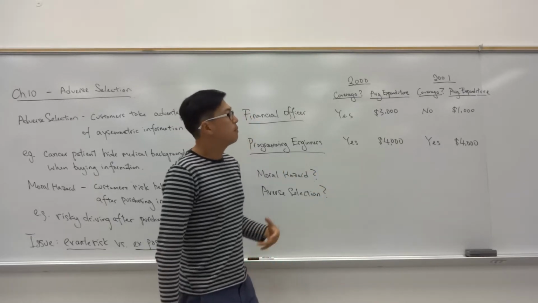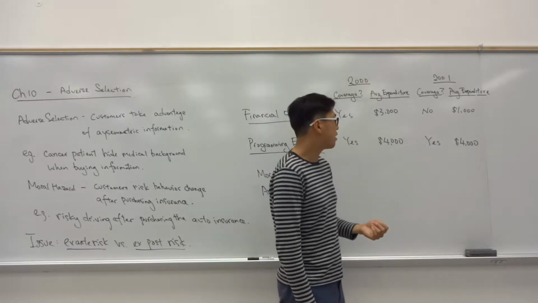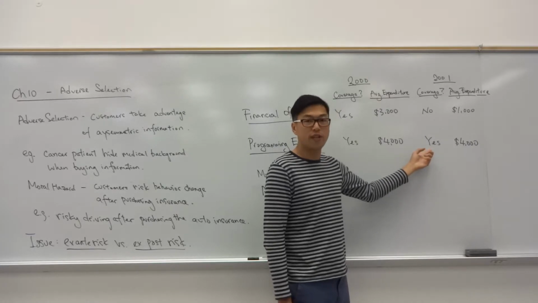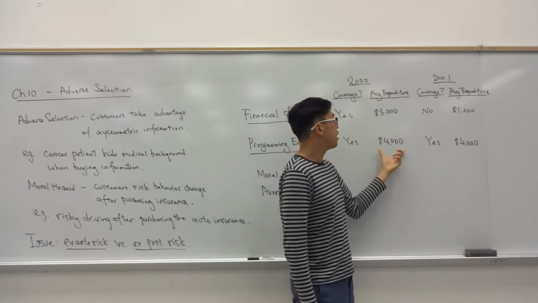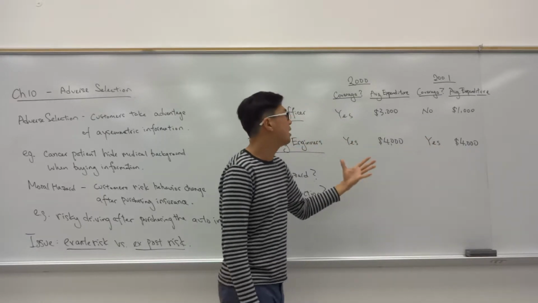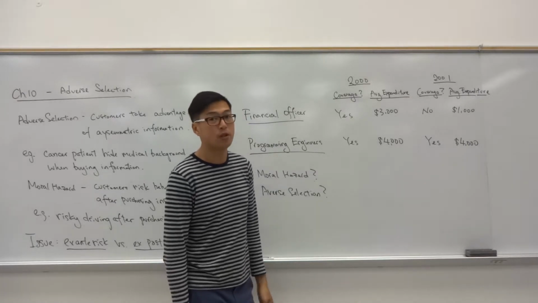In the second year, the premium price increased dramatically to $4,000. Still, they stick with the plans. They think that it's worth it, even though the average expenditure doesn't change much. However, this information kind of illustrates a perfect example of adverse selection.